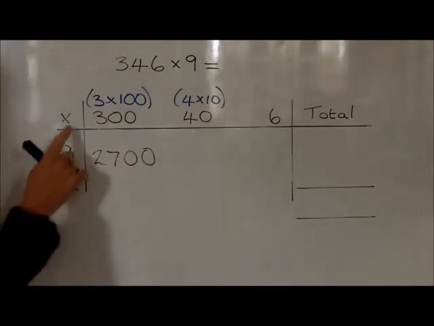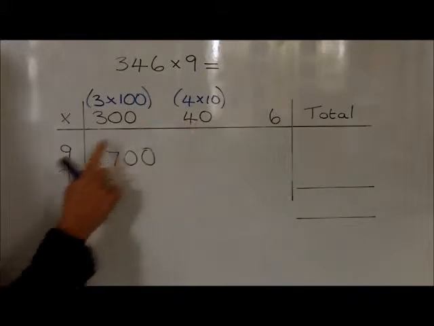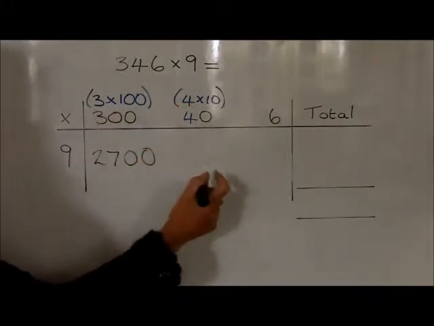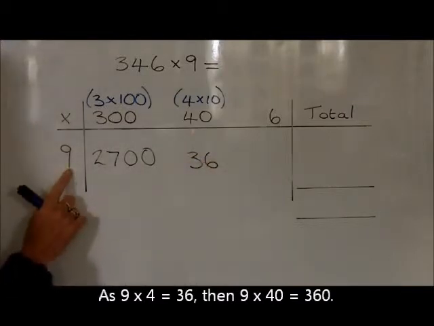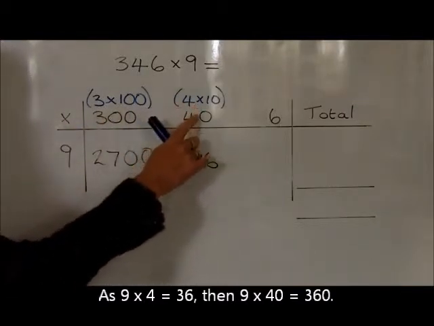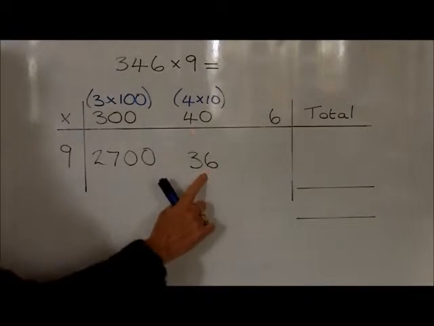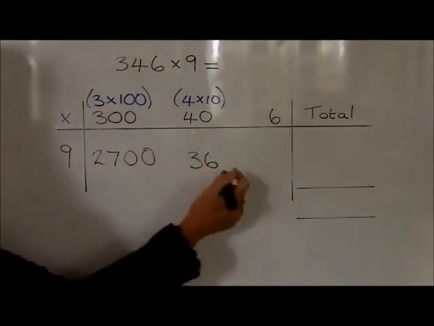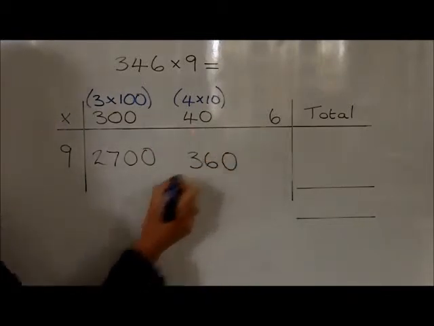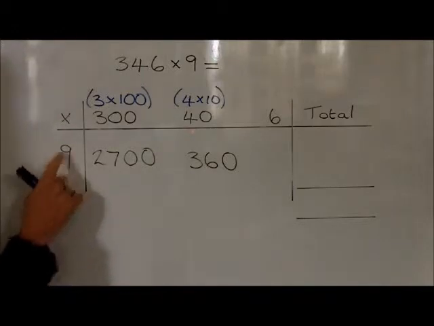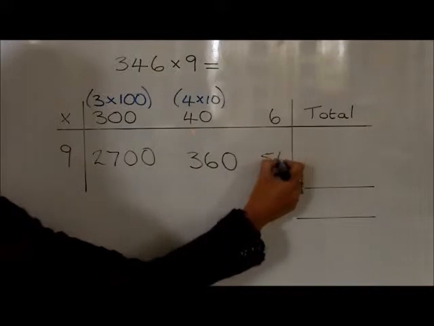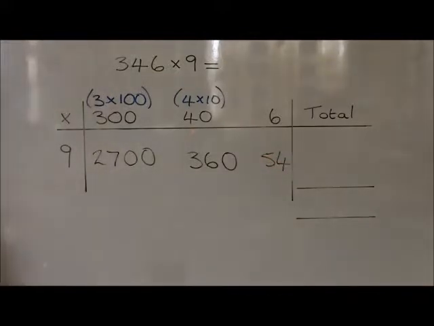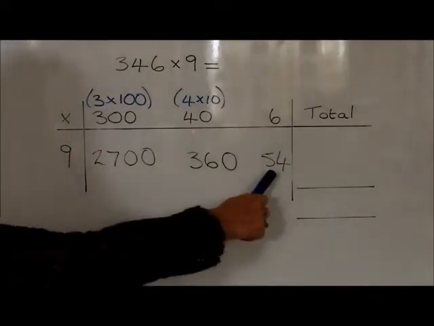We then work on 9 times 40, knowing that 9 times 4 is 36, which we write down straight away. And then we should now know that 9 times 40 is 10 times bigger, so the 36 is 10 times bigger, which equals 360. And now we do 9 times 6. 9 sixes are 54, because children should know that 10 sixes are 60, and this is 1 six less.